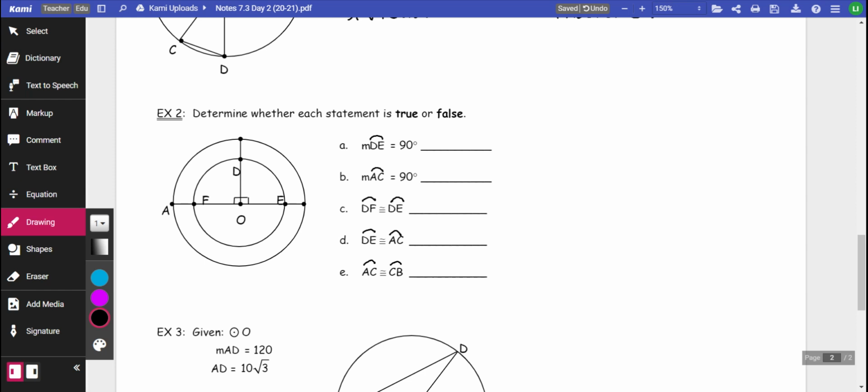Okay. What we're given here is circle O. We also need to have point B and point C. Yikes. Our central angles that we are given at point O are right angles, so those are 90 degrees.